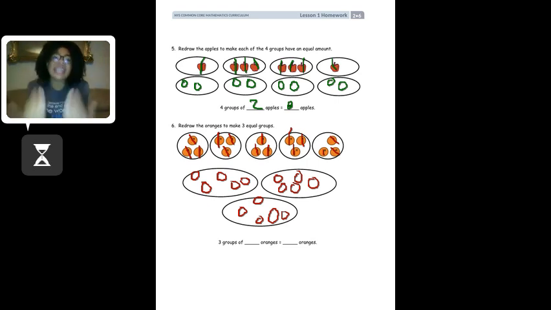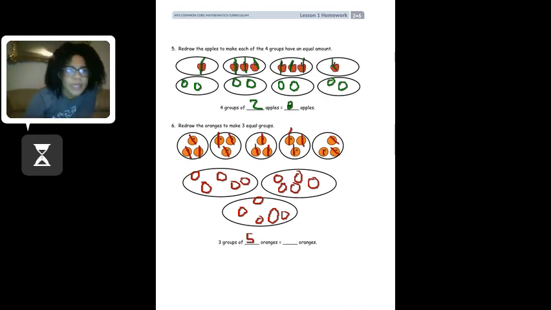They each have the same amount of oranges in each jug, and that's what I wanted because the question told me, if we reread it, it says, redraw the oranges to make 3 equal groups, and I did that. Each group has 5 oranges. So let's look down at our sentence statement. It says 3 groups of blank oranges equals how many oranges in all? Well, I know I have 3 groups, and there's 5 in each group, so I'm going to write 5 in the blank.